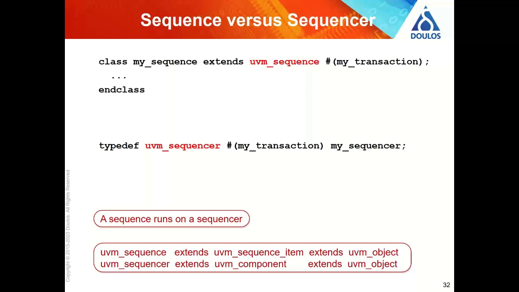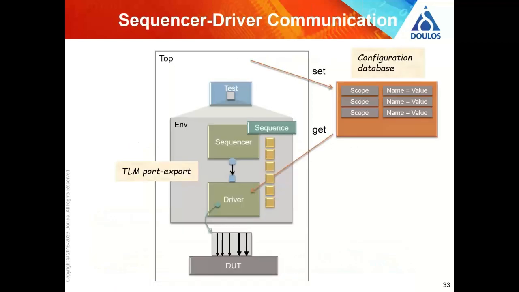Sequencers are components that run sequences. Don't mix sequences and sequencers up. It's a common mistake when people are learning. A sequence is a stream of sequence items. A sequencer is a UVM component. And we're going to connect the sequencer to the driver.